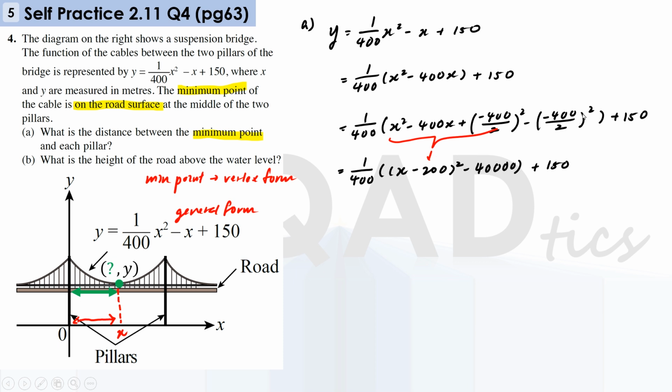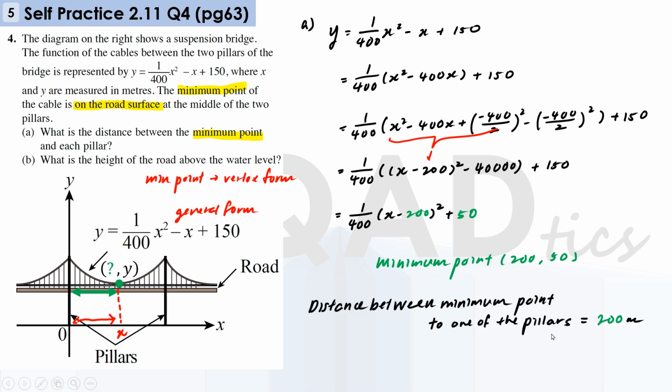Then for this one, it's just simplification. So when you calculate, you get this value. Once we've done this, you can multiply this 1 over 400 back into the bracket here, and you will get your vertex form. So here we will be able to find the coordinates of the minimum point, which is 250. The x coordinate represents the length from the pillar to the minimum point. So the distance between the minimum point and one of the pillars is 200 meters.